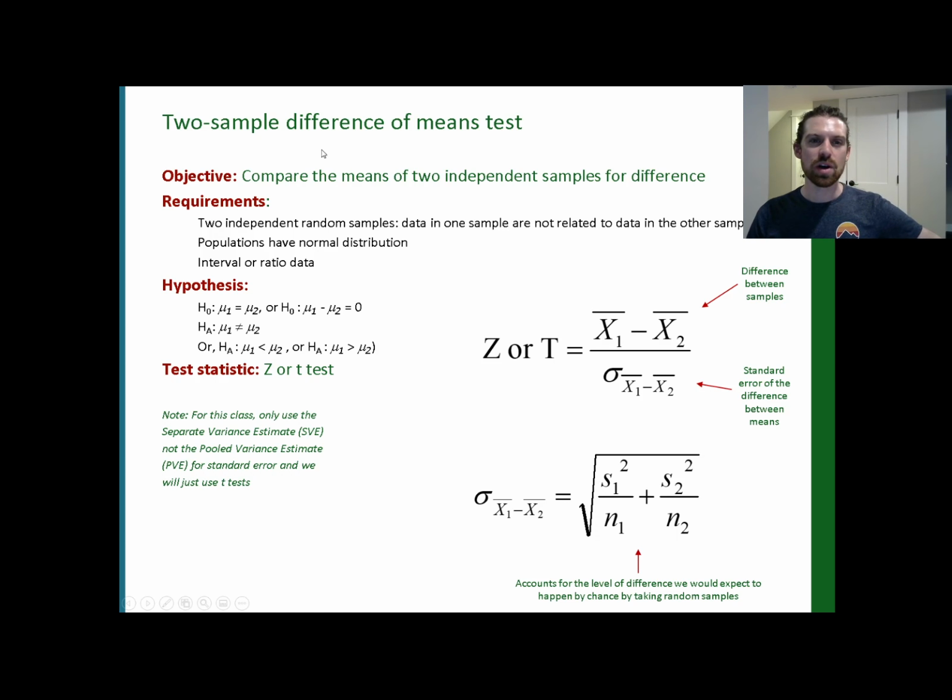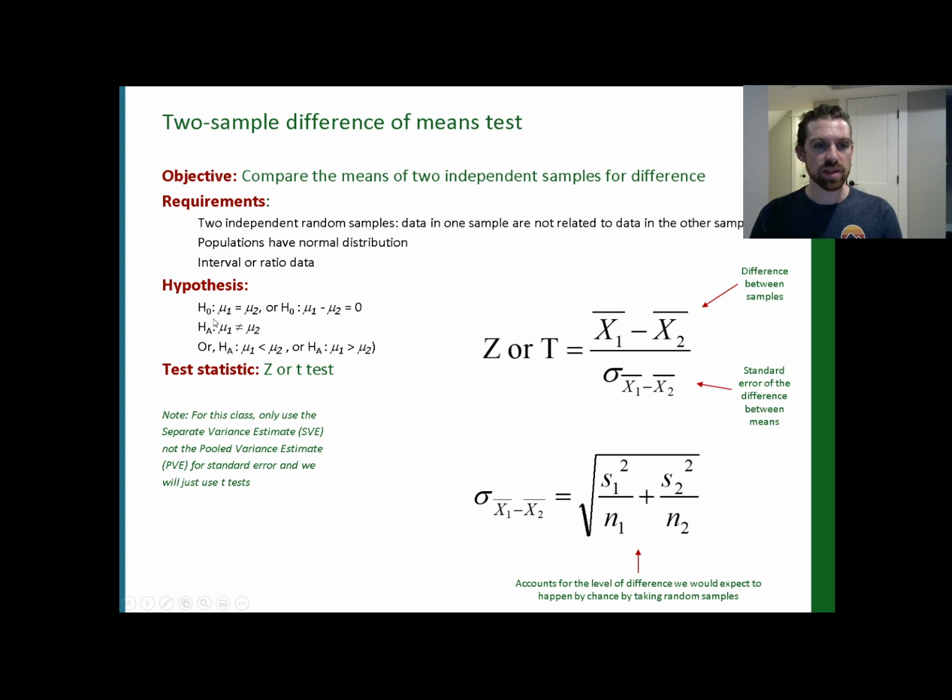So getting into the two sample difference of means test, the objective here would be to compare the means of those two independent samples for difference to see whether they've been taken from two different populations. So the requirements are that we have two independent samples which have been randomly obtained, and that the data in one of the samples are not related to the data from the other sample, okay? We assume that the populations are both normally distributed and that we've got continuous interval ratio data.